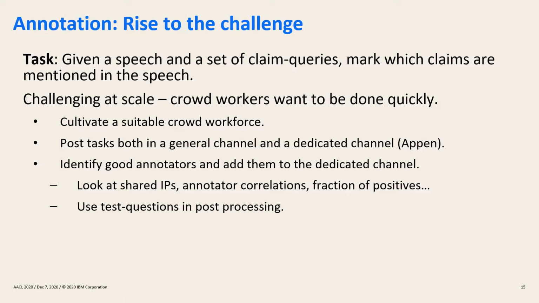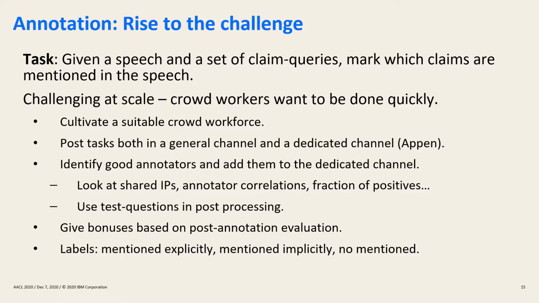And also, you can use test questions in post-processing. What Appen allows you to do is have test questions within the task, and based on that, filter out the annotators. But there are tricks the annotators learn to overcome this. So what you could do is filter the annotators in post-processing. This comes at a cost that you have to throw away some of the annotations which you paid for, but it allows you to much better identify the good ones and to give them bonuses. So you promise bonuses beforehand, and based on the post-annotation evaluation, you give the bonuses, and in this way you cultivate a workforce which is motivated to take the work seriously, and which learns to trust that they will indeed get the bonuses that you promised.